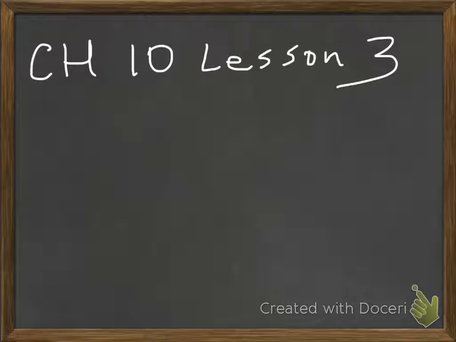Chapter 10, Lesson 3, we're continuing multiplying fractions. This time we're going to be multiplying mixed numbers. So they've already practiced changing a mixed number to an improper fraction. They did this, I believe, back in September.